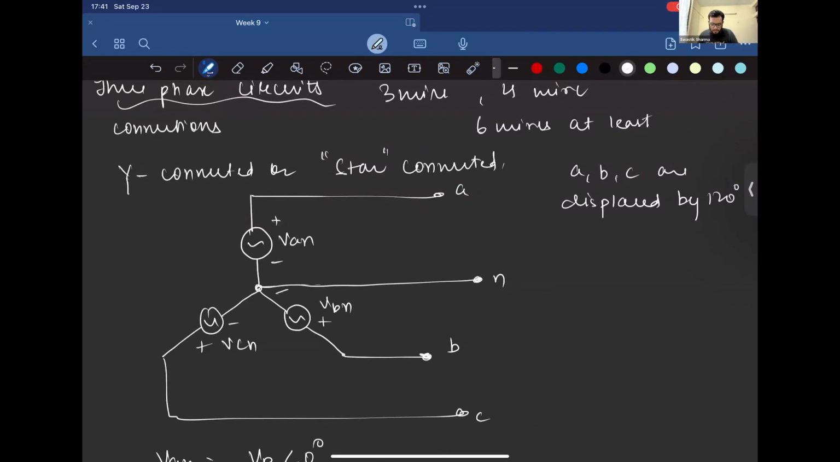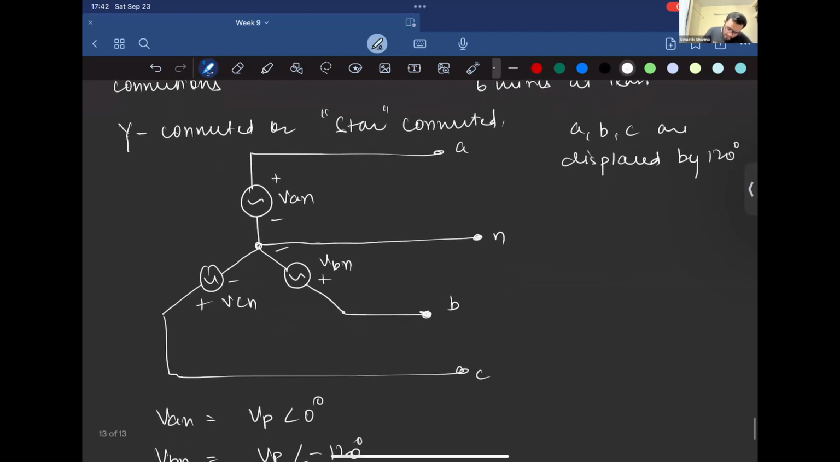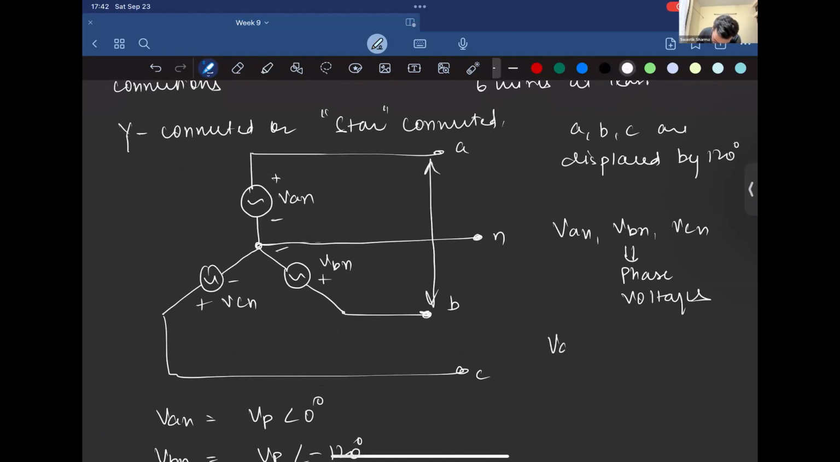Okay, so VAN, VBN, and VCN are called phase voltages. And there's another kind of voltage, which is line voltages. The line voltages are between two phases, which are VAB, VBC, and VCA.